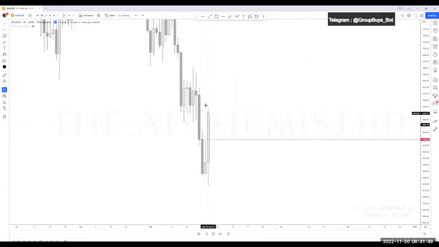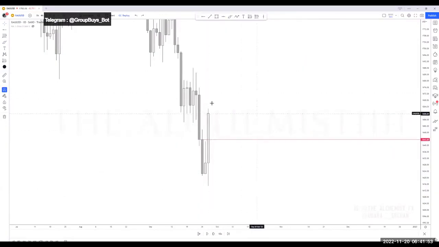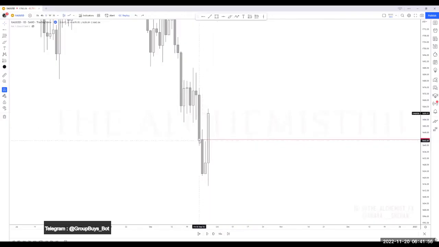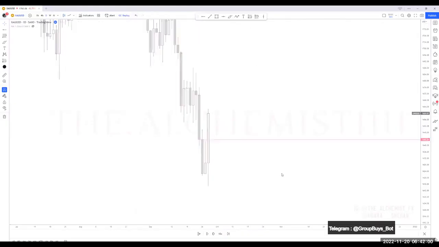What will it turn into? It will turn into a support. So if you know smart money, you can do a little bit of refinement into this imbalance. You can even do something like this, but let's just stick to SNR.